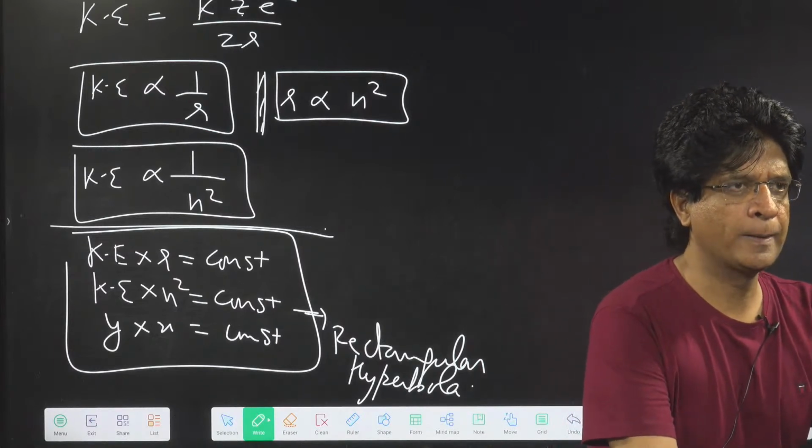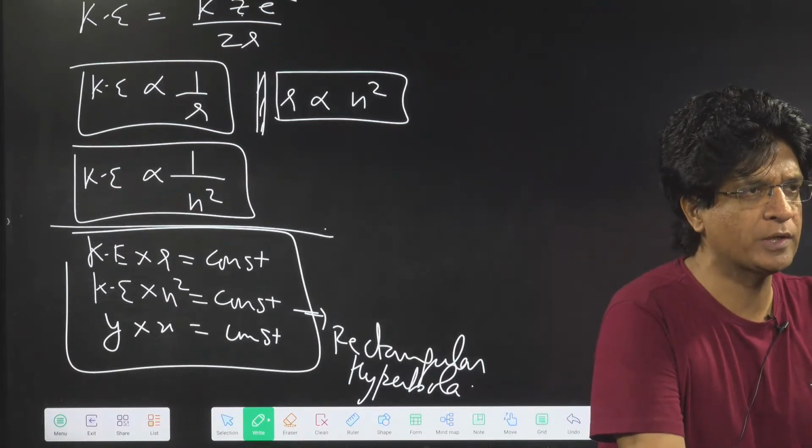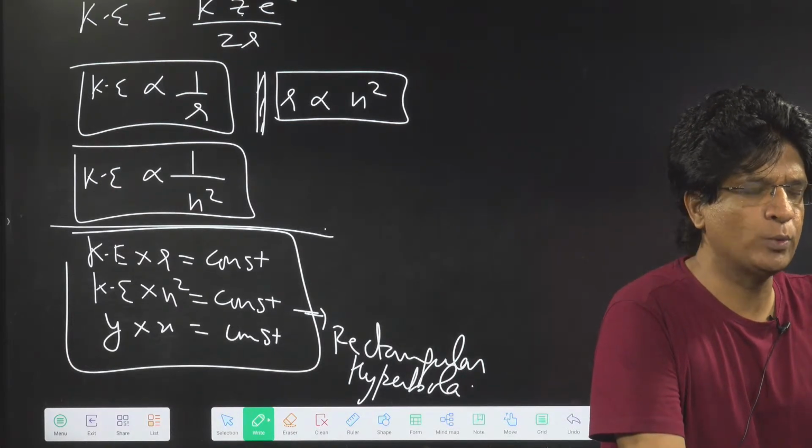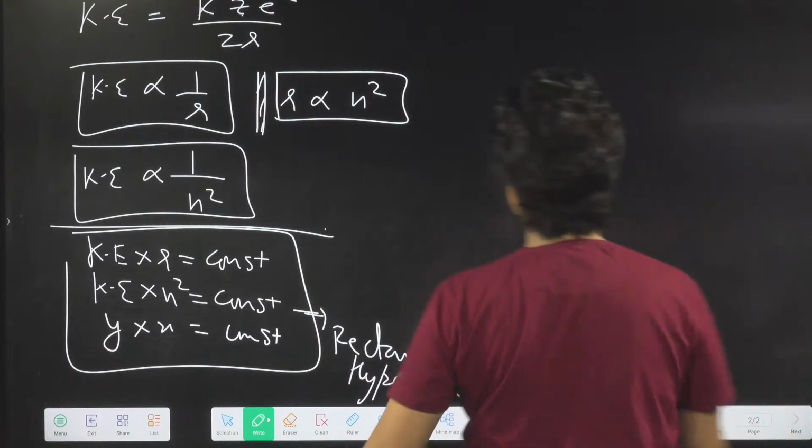Is it okay now? So the first two equations are equations of a straight line. Y proportional to x is always a straight line, but y into x is always a rectangular hyperbola. So shall we plot graphs?